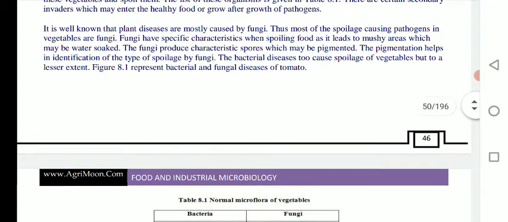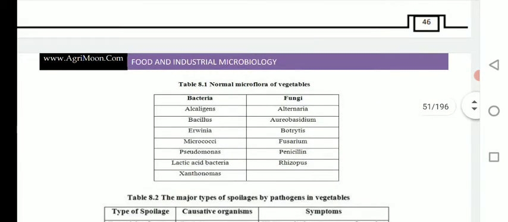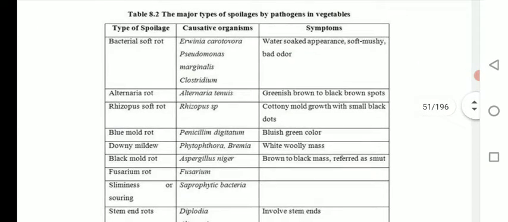Bacterial diseases too cause spoilage of vegetables, but to a lesser extent. So fungi are more prevalent in spoiling of vegetables as compared to bacteria. Here in this table, the major types of spoilage by pathogens in vegetables are given.